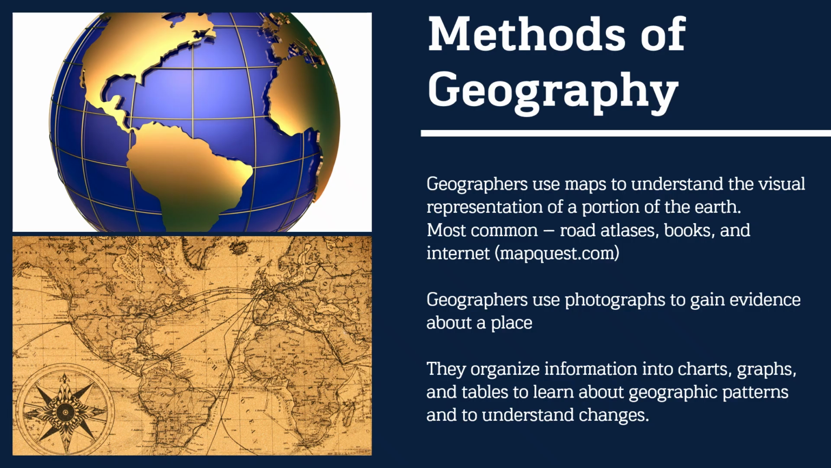Now, there are different methods of geography. Geographers use maps to understand the visual representation of a spot on Earth. Okay, books, atlases, maps. We use GPS. If you have it on your phone or on a device, many cars come with it pre-programmed now. That is still using geography and data that they've collected, organizing them into charts and graphs to help you understand the patterns of a place and how things change.